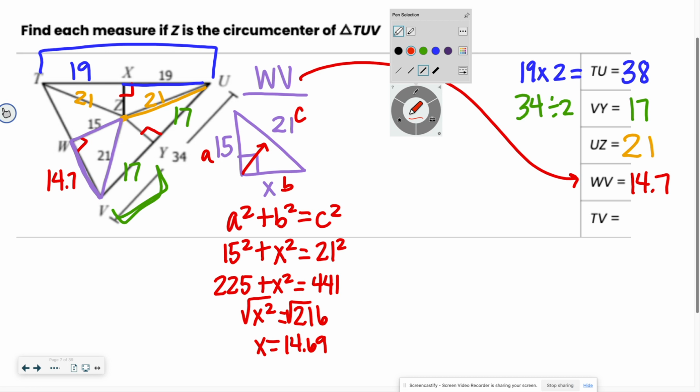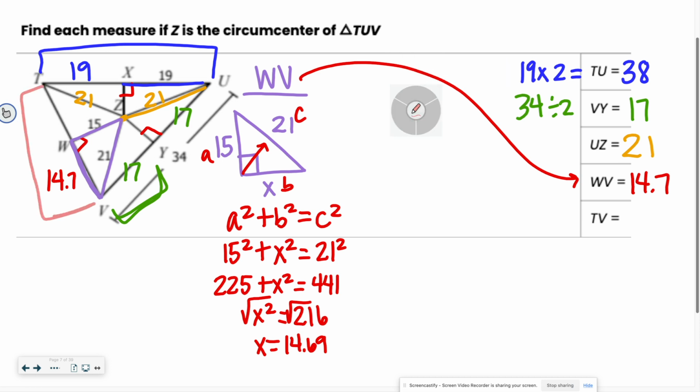Okay, and then our last piece that we need to find here is TV. Easy peasy, right? Look, TV is just the whole thing. So 14.7 times 2. And we get 29.4.